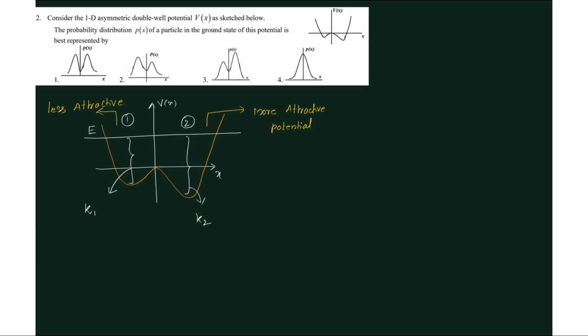So wherever the region has the more attractive potential, the probability is more, and where it is less attractive, the probability is less. So we can conclude that in the second region we have more probability compared to the first. So I think this is the answer, the third one.